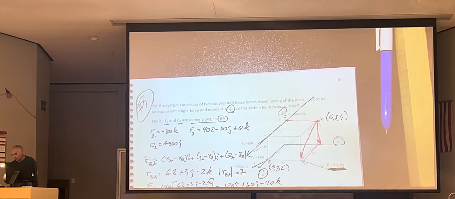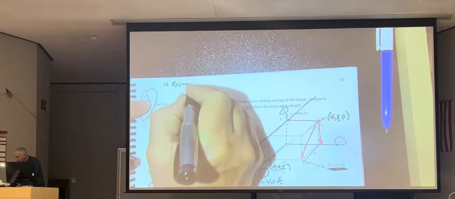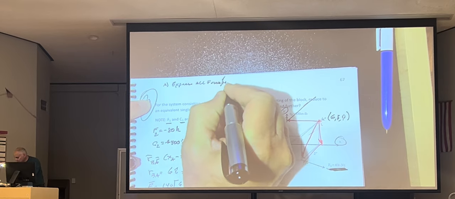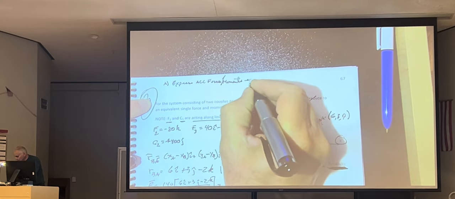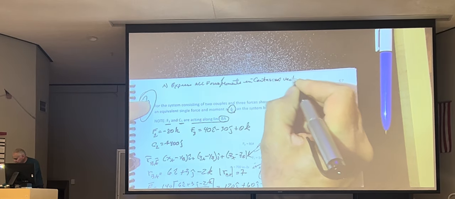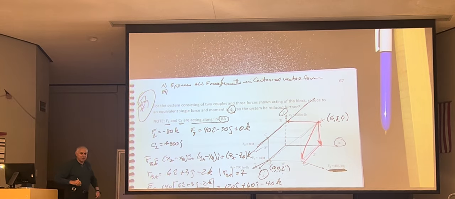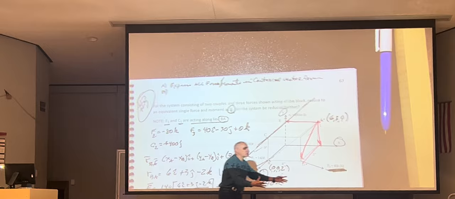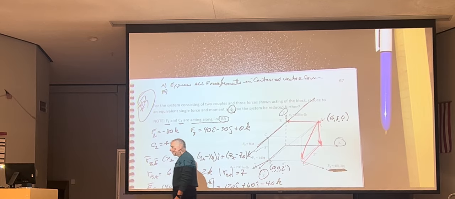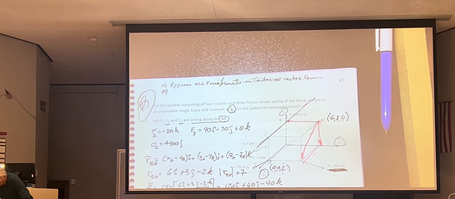So to make this a question 3, it's going to say part A, express all forces and moments in Cartesian vector form. Somebody tell me what part B is going to say. I'm giving you the test question before the test gets here. Tell me what part B is.